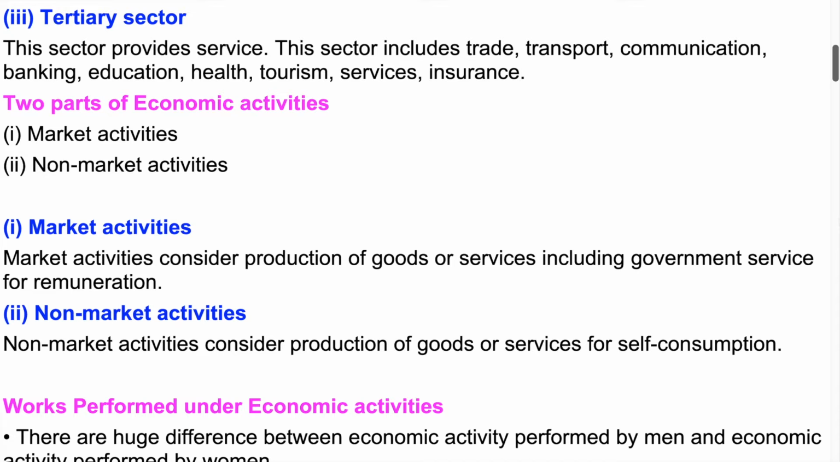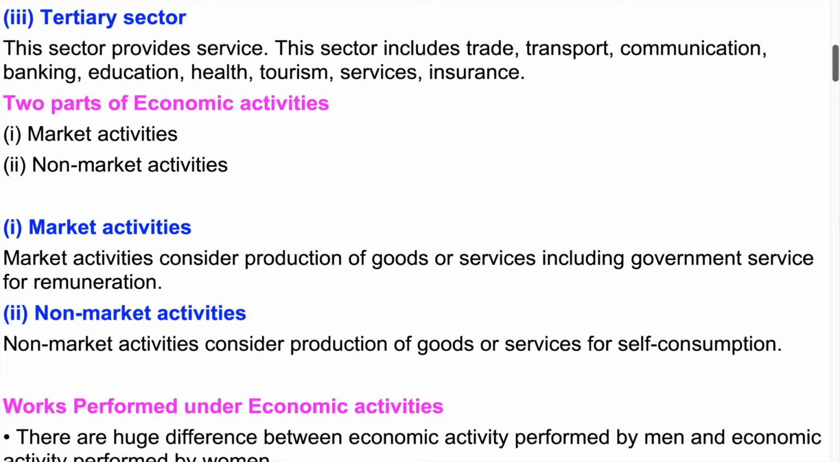2 parts of economic activities: 1. Market activities. 2. Non-market activities. Market activities consider production of goods or services, including government service, for remuneration. Non-market activities consider production of goods or services for self-consumption.